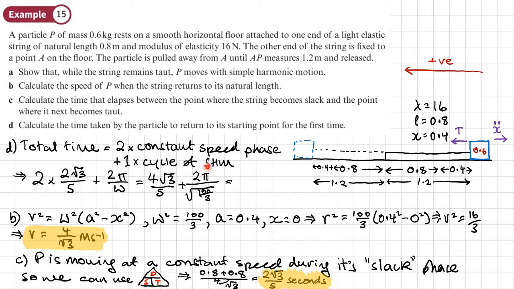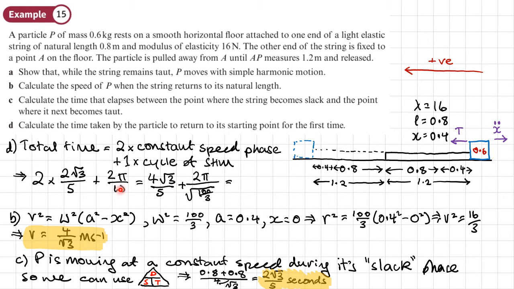So it's going to be 2 times the 2√3/5 that we got from part C. That's the constant speed phase, but only going in one direction. We need to double it because we're going back in the other direction. Plus 1 cycle of simple harmonic motion, and the formula for that is 2π over ω. So the 2 times 2√3/5 becomes 4√3/5 plus 2π over ω.